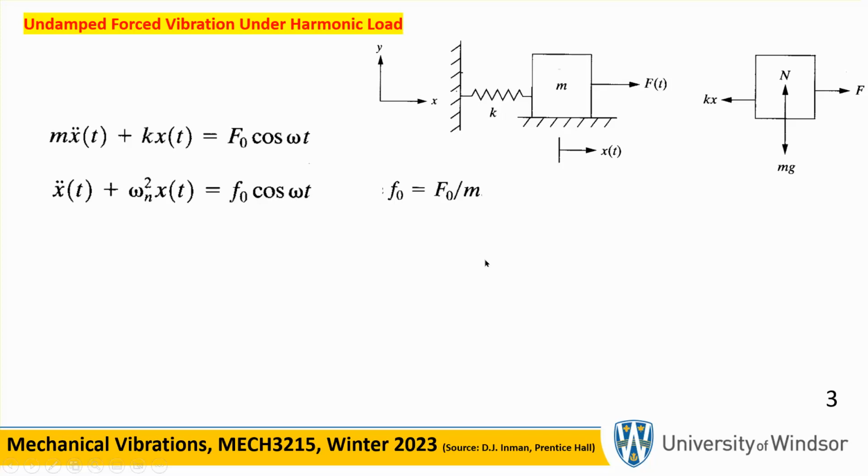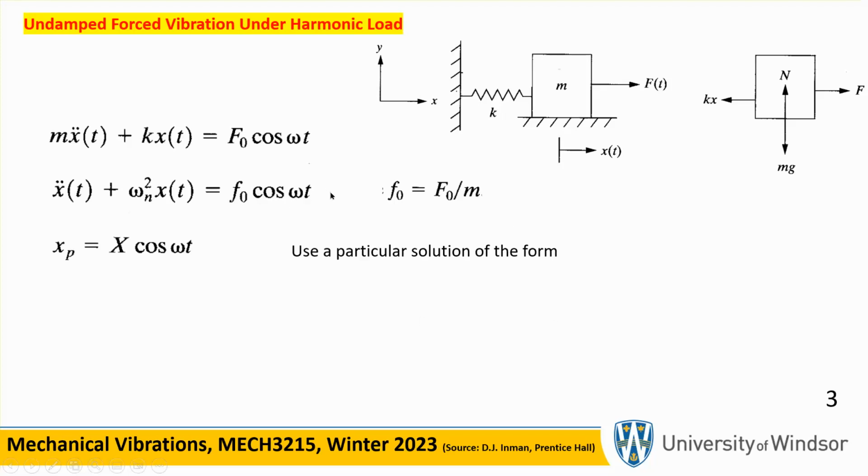Now, notice that if I divide both sides by m, you get k over m, which is omega n squared, the natural frequency squared. This is something that we have done in the past 2-3 weeks, okay? And of course, the right-hand side is going to be F0 divided by m, and therefore we're going to call it little f0. So if you see a little f0, it means the big F0, the amplitude of the load, divided by m.